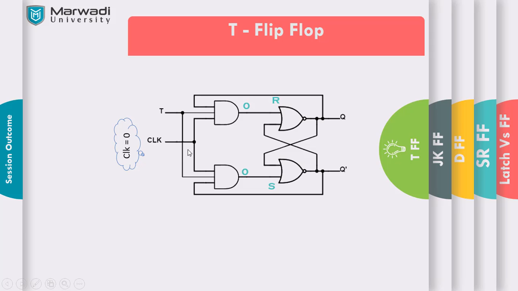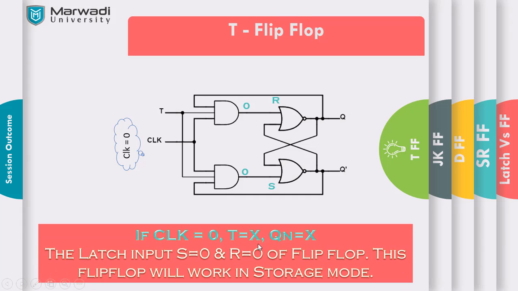One control input, clock, is connected with the AND gate. T input is connected with both AND gates as an input. And the third input of the AND gate is the feedback from Q and Q dash. So let us take the first condition, that is clock equal to 0. We know that in an AND gate, if clock equal to 0, that is one of the inputs is 0, then whatever T is there, whatever Q and Q bar is there, output will be 0 0 for sure. Right, so this AND gate will give you 0 0 output.